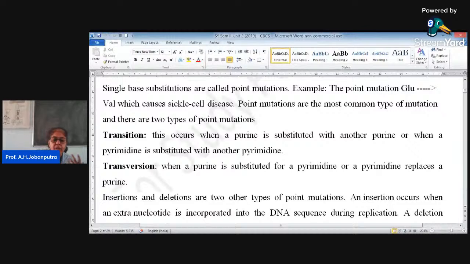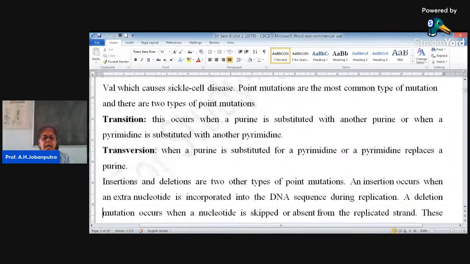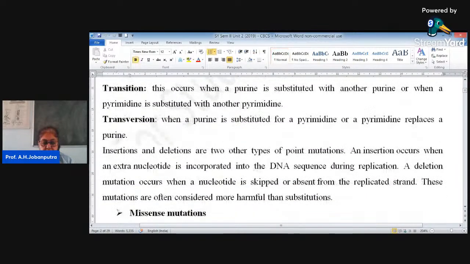What is transversion? Reverse thing takes place. When a purine is replaced by pyrimidine or a pyrimidine is replaced by purine, we call it a transversion type of mutation. Insertion and deletion type of mutations are other types of point mutations.